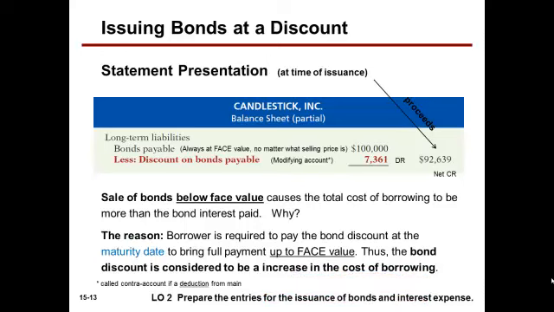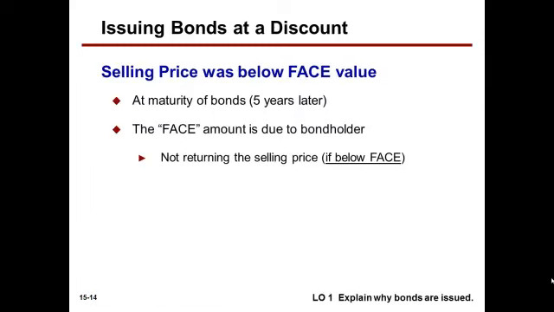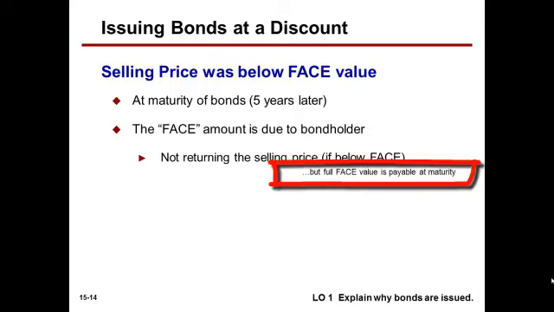By the way, note that the discount on bonds payable account is called a contra account because it is a deduction from the main bonds payable account. Now, our selling price was below face value, but 5 years later, these are 5-year bonds, at maturity, the face amount is due to the bondholder. We're not just returning the selling price if it's below face, we're returning the full face value of the bonds. They are payable at maturity. This is part of the bond indenture contract.